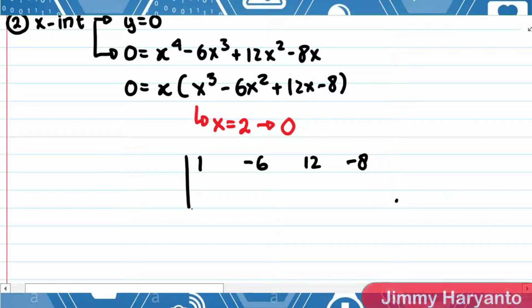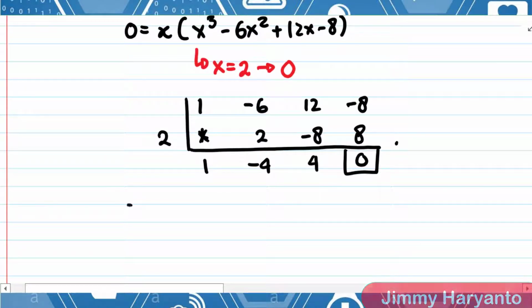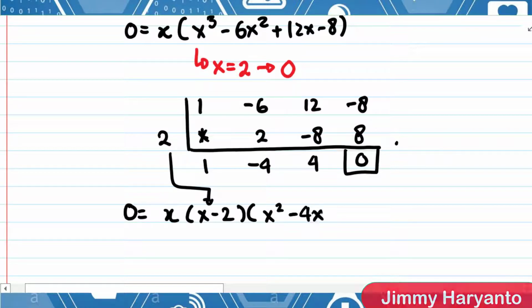Use Horner to factorize them. X equals 2, and this one is 1 times 2 equals 2, plus 8, negative 4 times 2 again is negative 8, and then plus 4 again, and then the last one is 8. Okay, next is to rewrite all of them: x in the bracket x minus 2 from this one, and then for the rest it will be x squared minus 4x plus 4. Okay, good.